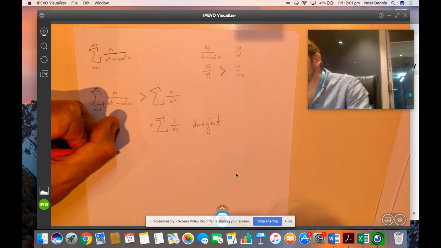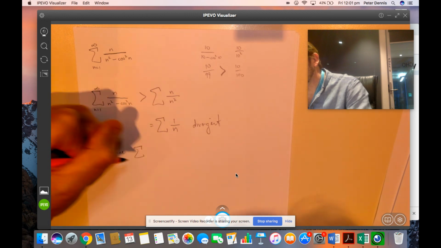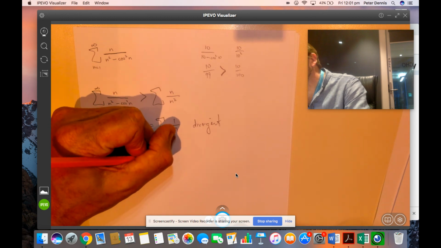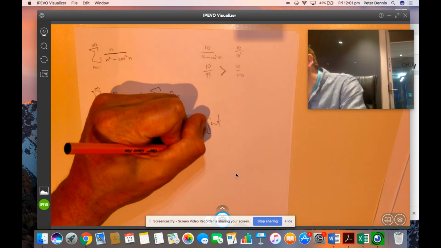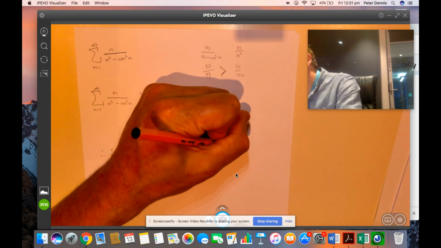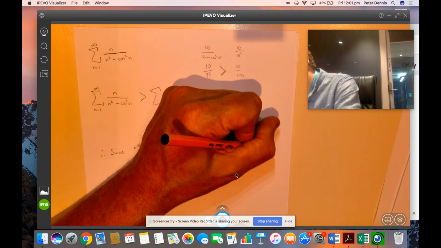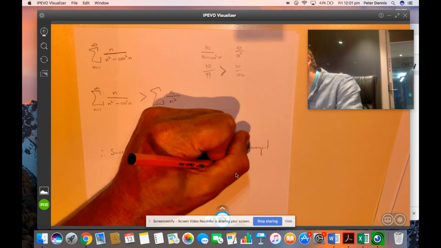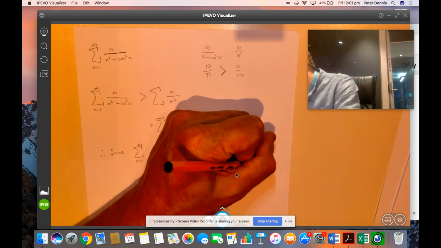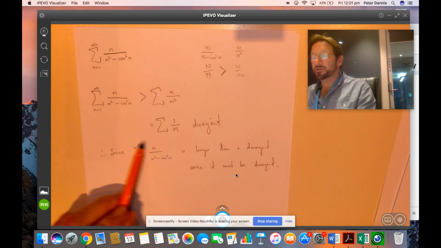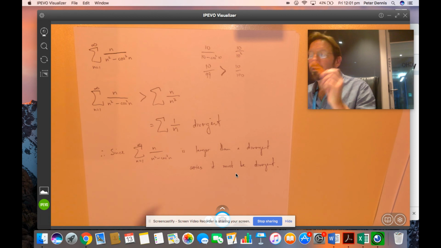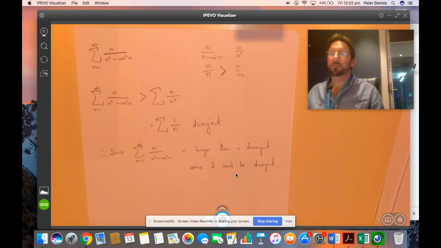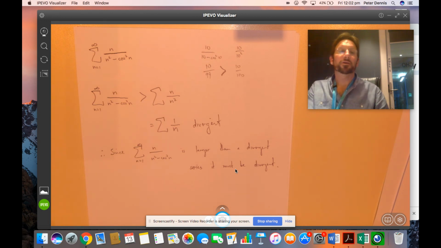Therefore, since the sum of n equals 1 to infinity of n over n squared minus cos squared n is larger than a divergent series, it must be divergent. That's probably a better way of saying it. Since this is larger than a divergent series, it must be divergent as well. And that's the comparison test. They were very simple examples, but at least it gives you an idea. Okay, thanks.